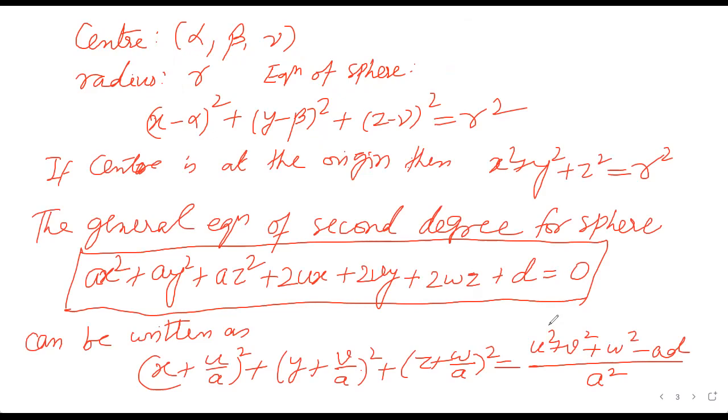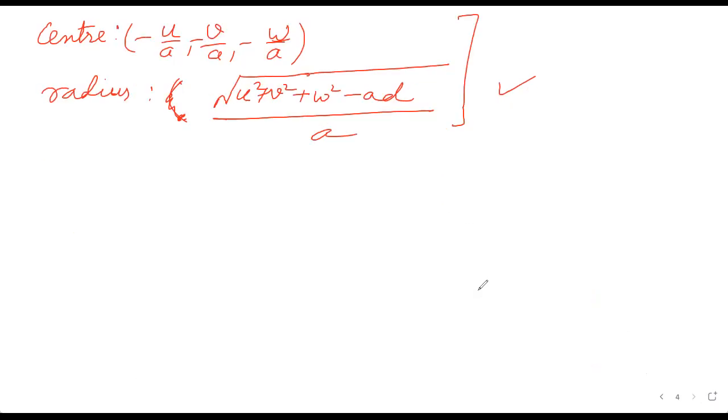Okay, so it is quite obvious from here all the results are similar to the circle. Circle mein yahi center aapko yaad honge, minus u, minus v, yaad the. Base one radius was under root u square plus v square minus ad upon a.